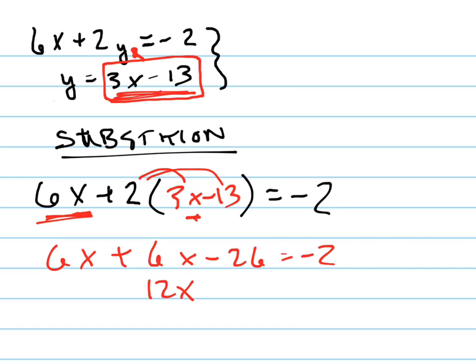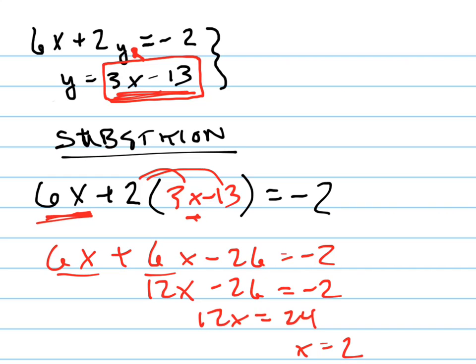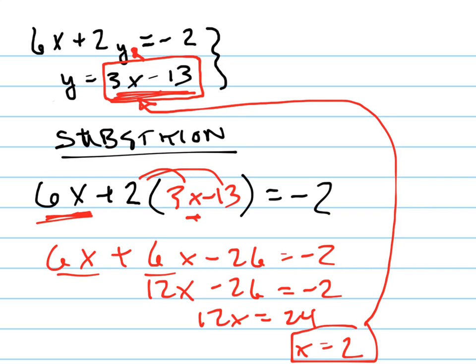That means 12x, I added like terms, minus 26 equals negative 2. That means 12x equals, I'm adding 26 to both sides, 24. That means x equals 2. I divided both sides by 12. If x equals 2, I can now plug that back in to here. 3 times 2 minus 13 is 6 minus 13, which is negative 7. So my answer is 2 comma negative 7.